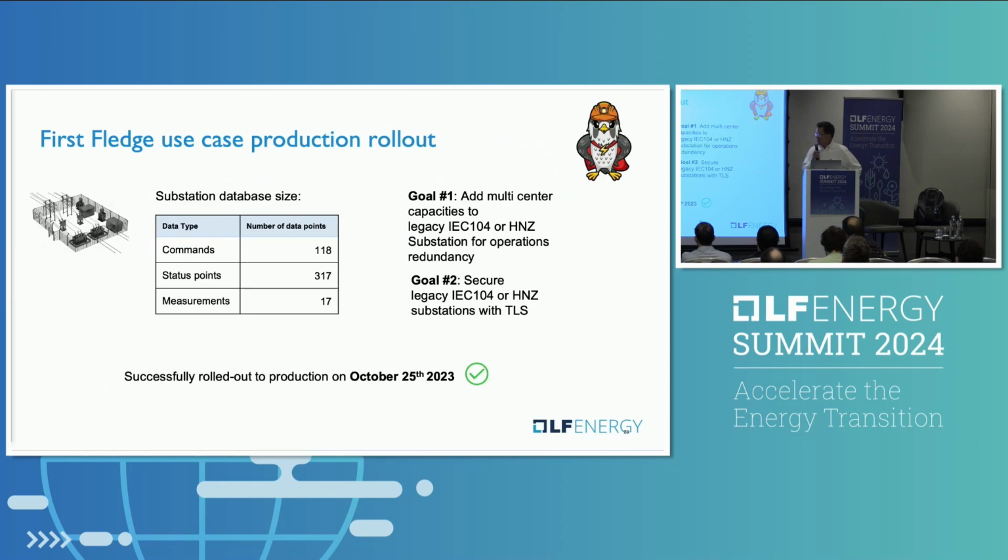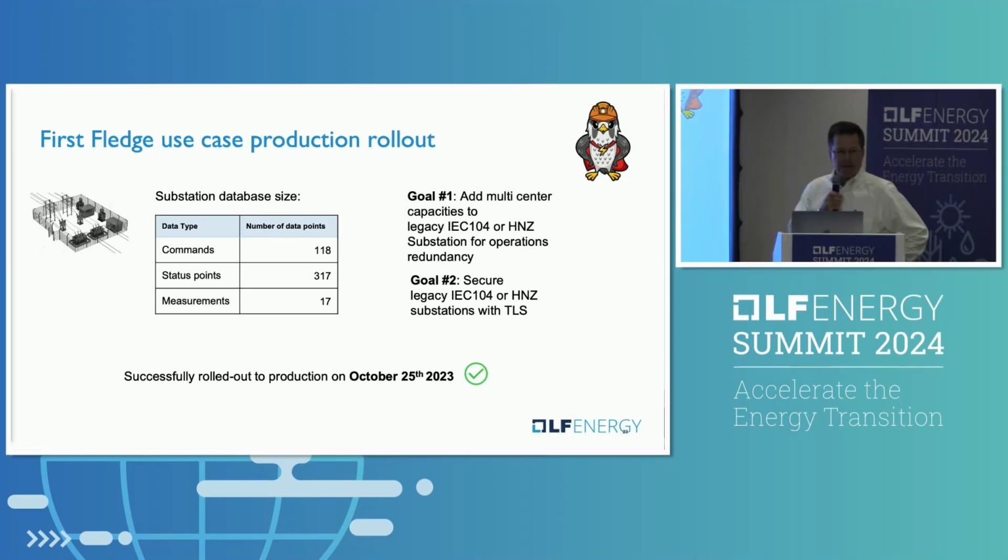And so exactly what is the data? It actually is 118 set point commands going back down to the RTUs, and the data going up is 317 status points and 17 measurements per substation flowing through those data pipelines.